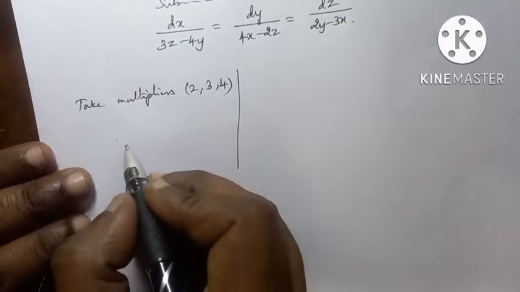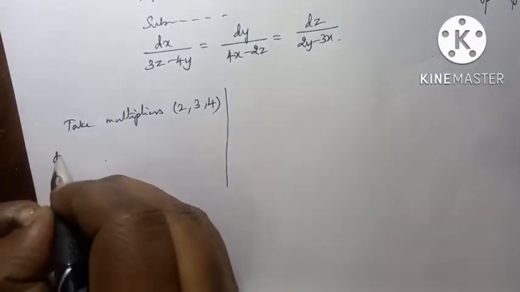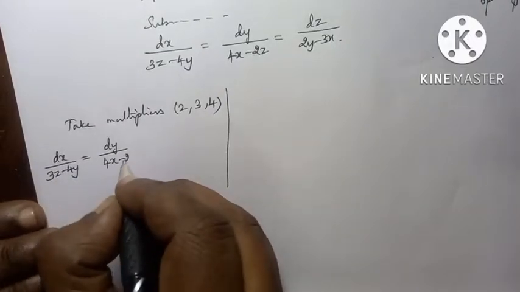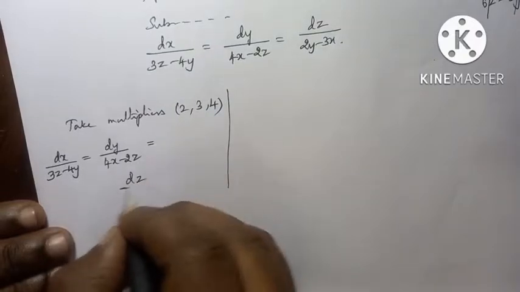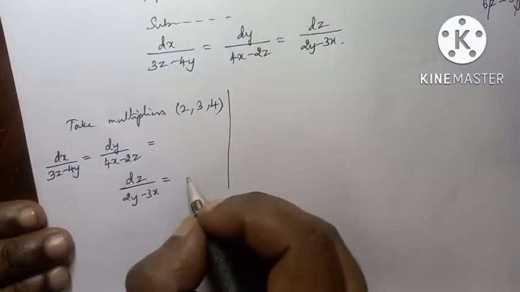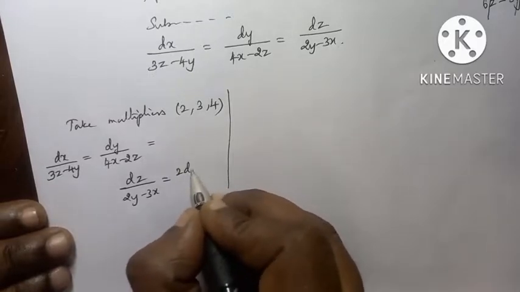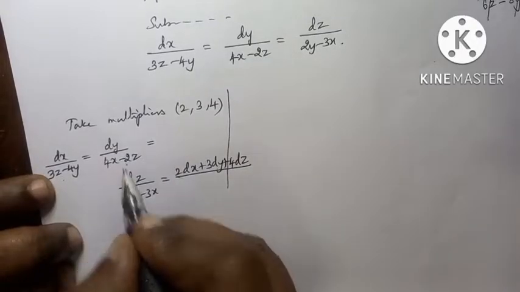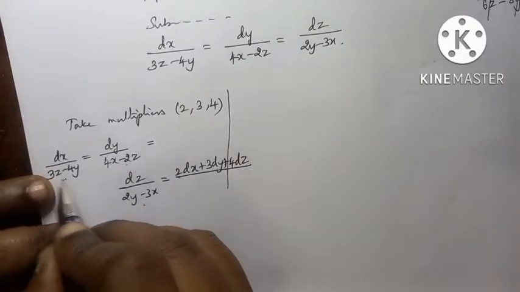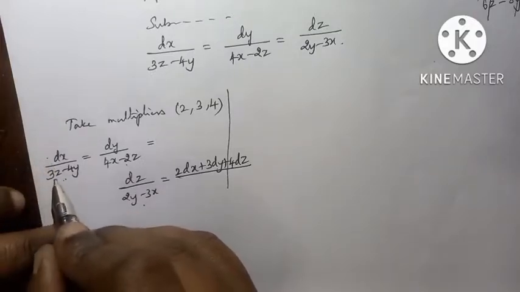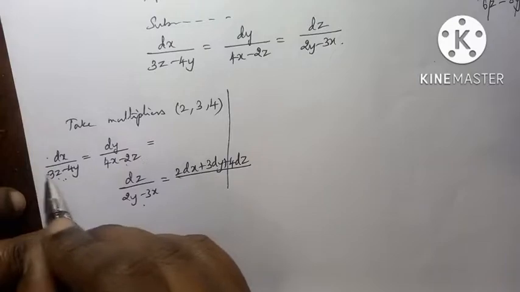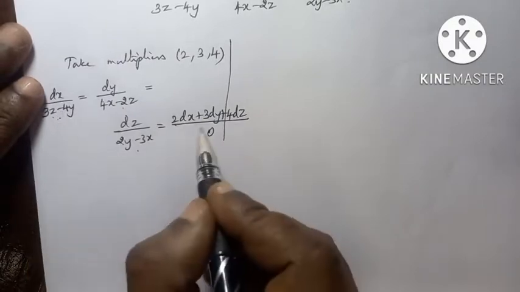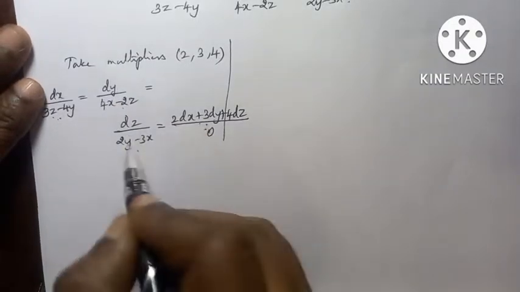Now take multipliers 2, 3, 4. Each of these ratios, dx by 3z minus 4y, dy by 4x minus 2z, and so on, is equal to the new ratio 2dx plus 3dy plus 4dz divided by lP plus mQ plus nR. If I multiply the denominator by l, I have to multiply the numerator also by l. 2 into this plus 3 into this plus 4 into this is 0. Take any two ratios.